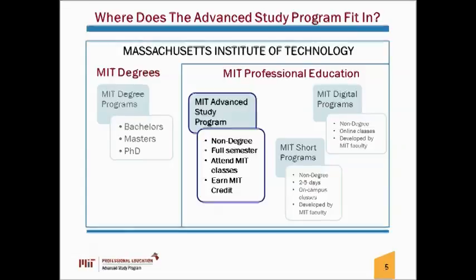So if you study with the Advanced Study Program, you'll be enrolling in the same classes as those students studying for their bachelor's, master's, or PhD programs here at MIT. So full semester on-campus classes, you'll earn credit for the classes. The big difference is that you're not committing to a multi-year degree program. You're committing just for a single semester, although you can, of course, reapply for consecutive semesters, and you won't earn a degree at the end of the program.